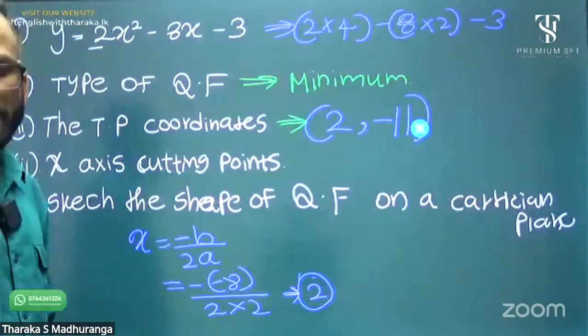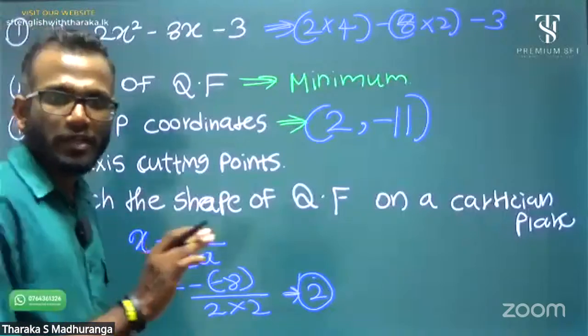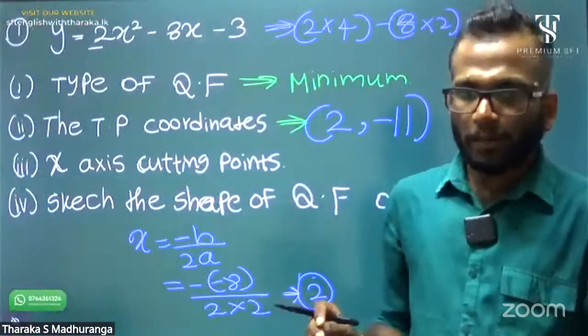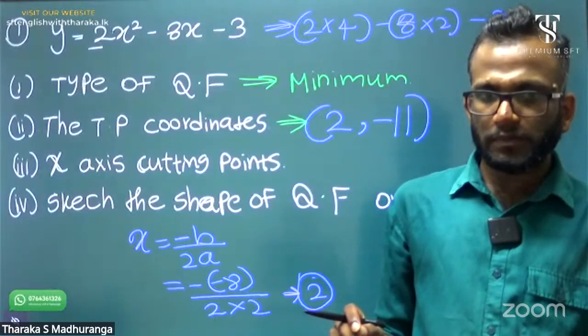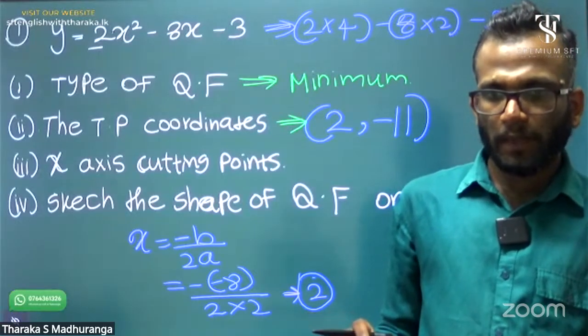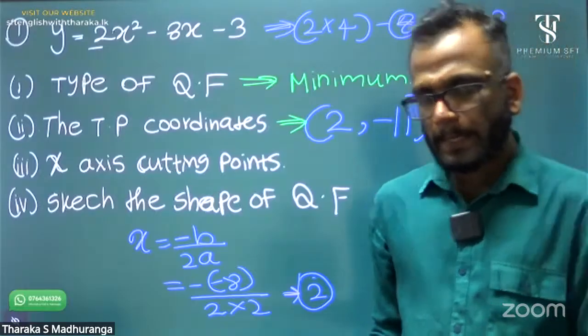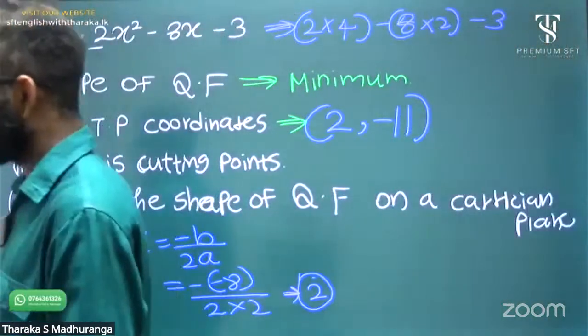Minus 11, good. 2 and minus 11 are the turning point coordinates. Okay, do you have any doubt up to now? Abir? Simple, right?